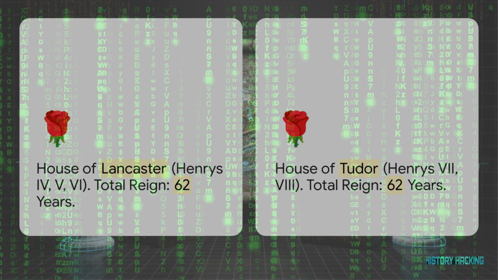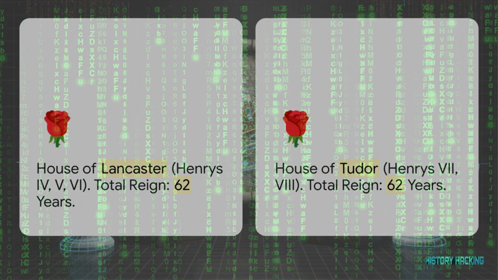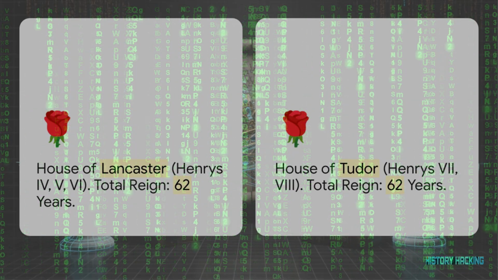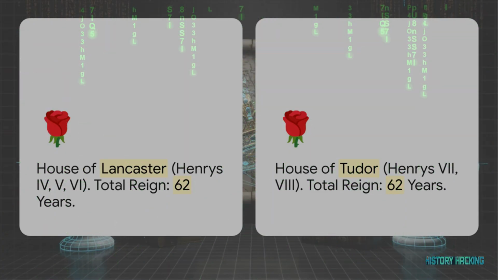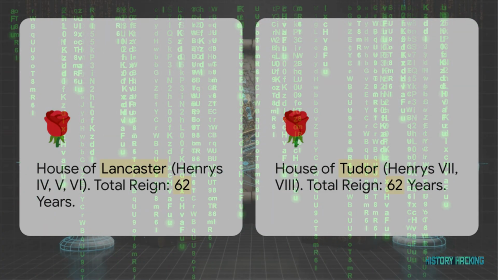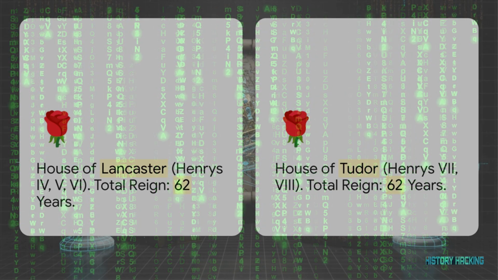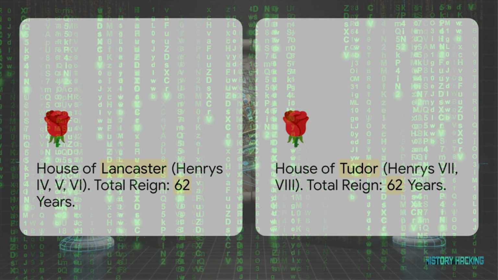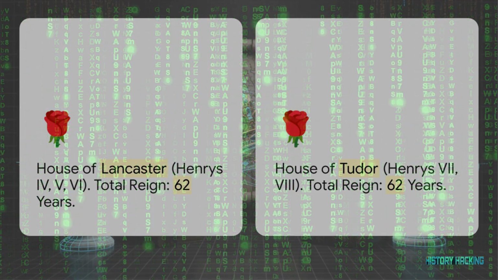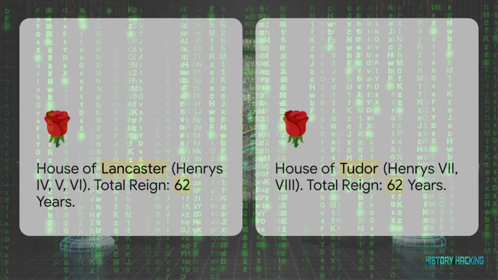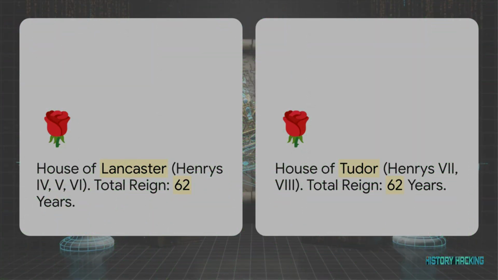And it's not a one-off. The program runs again, but this time on a bigger scale. Check this out. The combined reigns of the 3 Lancaster Henrys, Henry IV, V, and VI, add up to 62 years. Then, a little while later, the first 2 Tudor Henrys come along, and their combined reigns also equal exactly 62 years. It's the same function, just executed twice.